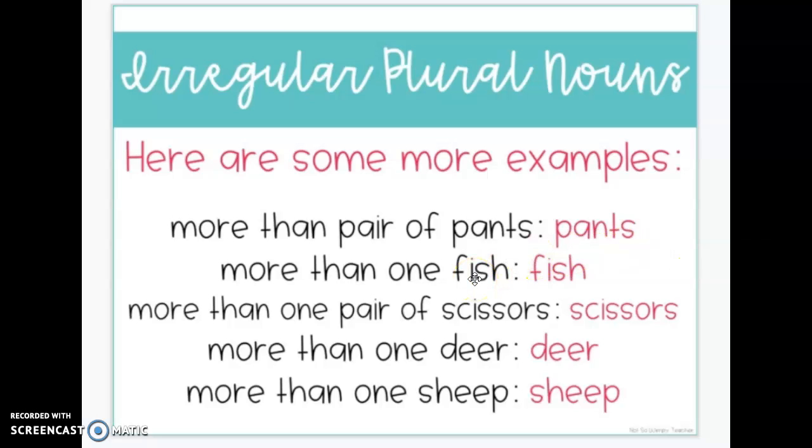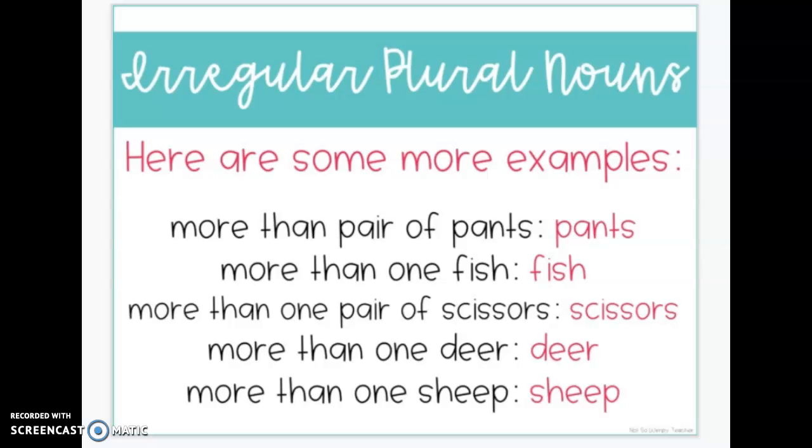Fish is another one that stays the same whether you're talking about one or a bunch of them. Fish and fish are singular and plural. Same thing with scissors. One pair of scissors or 25 pairs of scissors. Deer, which I hear wrong all the time, but the correct way, more than one deer is still deer. Same thing for sheep. One sheep or 15 sheep. Those are the irregular plural nouns, and there's a few more, that do not change whether you're talking about the singular form or the plural form.